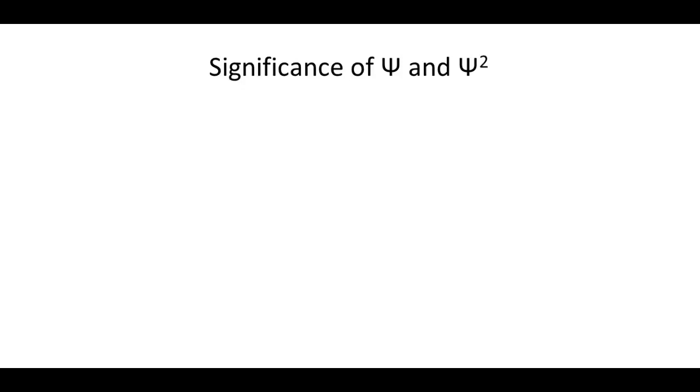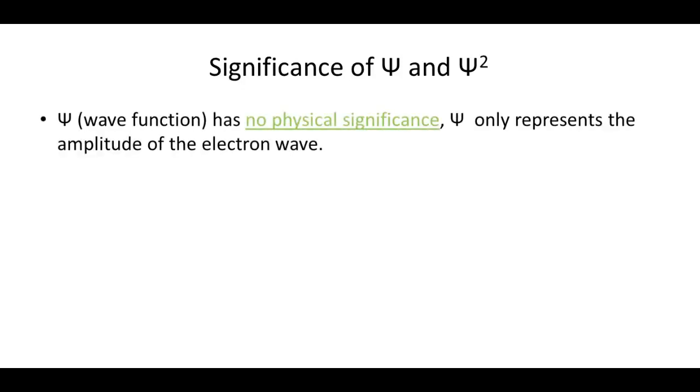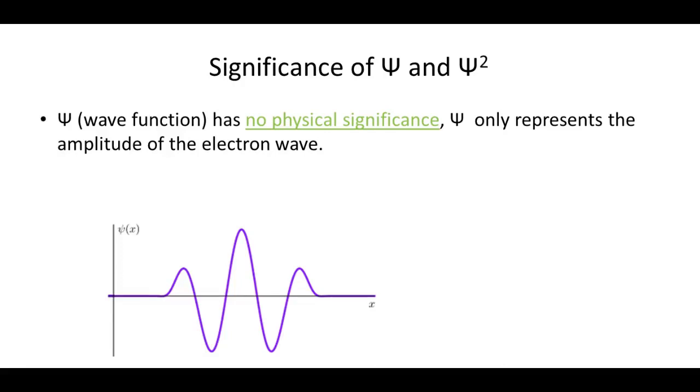Now we are going to learn about the significance of psi and psi square. The wave function psi has no physical significance. It just represents the amplitude of the electron wave. As we have learnt earlier, some of the solutions of these wave functions are imaginary, so it does not give enough information about the probability of finding the electron in a particular space.